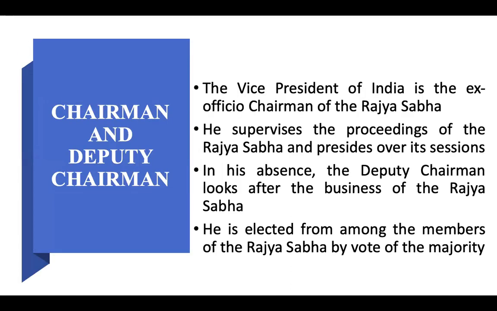Now let us learn about the Chairman and Deputy Chairman. The Vice President of India is the ex officio Chairman of the Rajya Sabha. Ex officio means eligible to hold a post by virtue of holding another office. He supervises the proceedings of the Rajya Sabha and presides over its sessions. In his absence, the Deputy Chairman looks after the business of the Rajya Sabha. He is elected from among the members of the Rajya Sabha by vote of the majority.